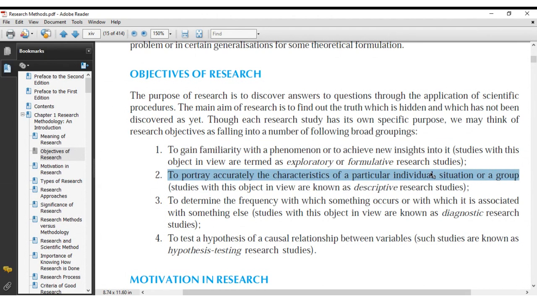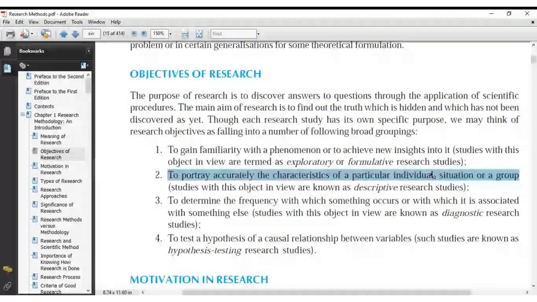Then another objective is to describe the characteristics of a particular individual or situation. So number one is to gain familiarity. Number two is for descriptive purposes. That is the other objective of research. And what is that about? It is basically to help you to describe how a thing works. It's basically descriptive in nature.